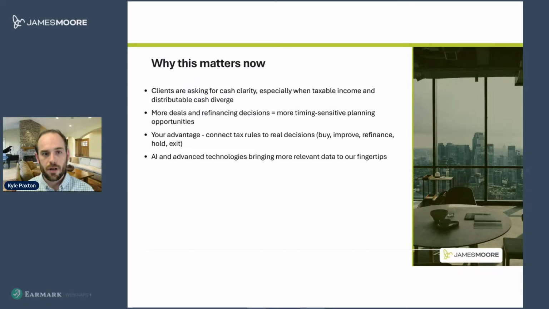One big component of this in the advisory space is, with the rapid development of artificial intelligence and advanced technologies, we have a massive amount of data at our fingertips that we can apply to clients across industries and specifically in the real estate space to really level them up and bring that value we're bringing.